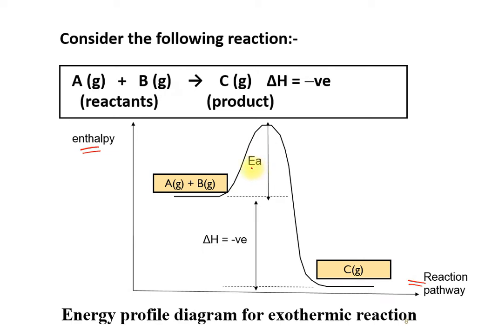How to draw the activation energy? It starts from the same level as the reactant, the enthalpy of reactant, and goes up to the peak of the curve. So that's the activation energy. We have lower enthalpy of products compared to the enthalpy of reactants. Lower enthalpy of product minus higher enthalpy of reactants, then we get the negative enthalpy for exothermic reactions.